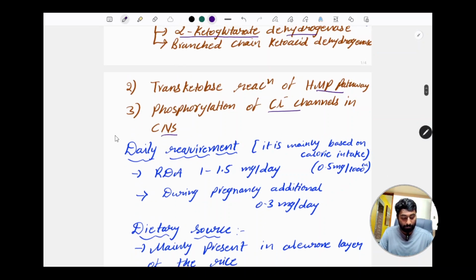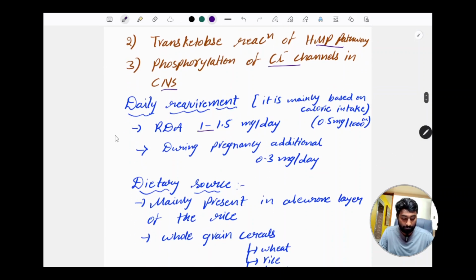The daily requirement of thiamine is 1 to 1.5 milligram per day. Usually, the thiamine intake is based on how many calories we are taking. It is usually 0.5 milligram per 1000 calories, and during pregnancy we need to provide an additional 0.3 milligrams per day.